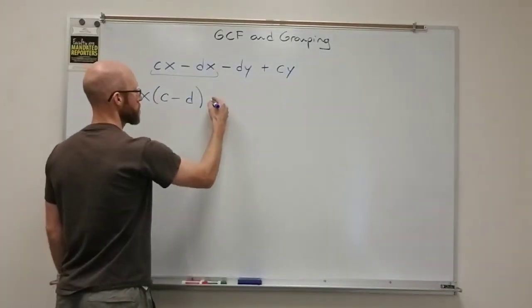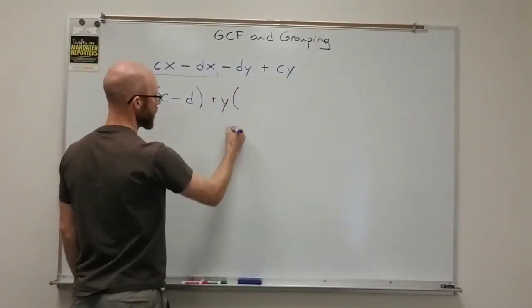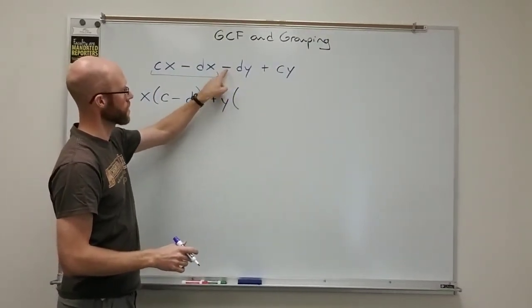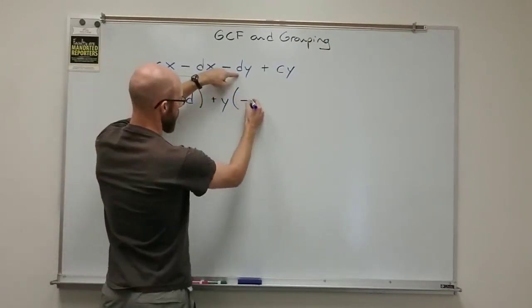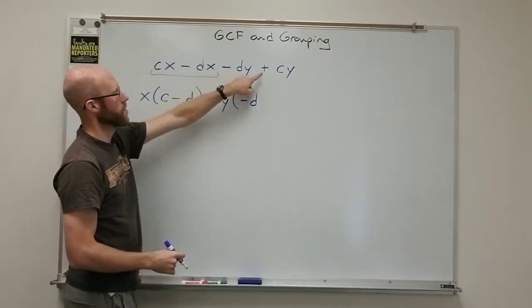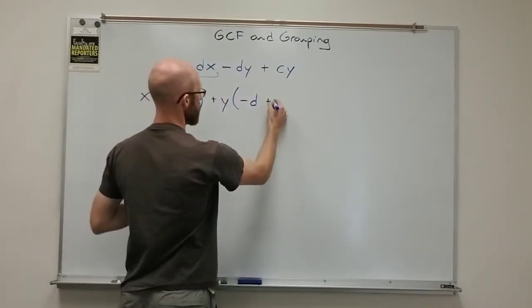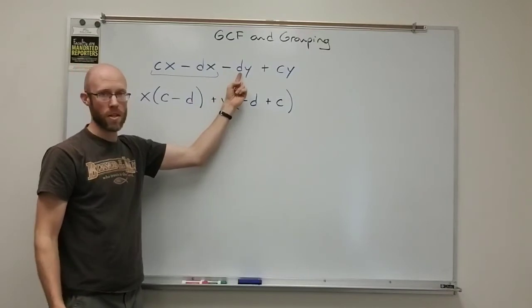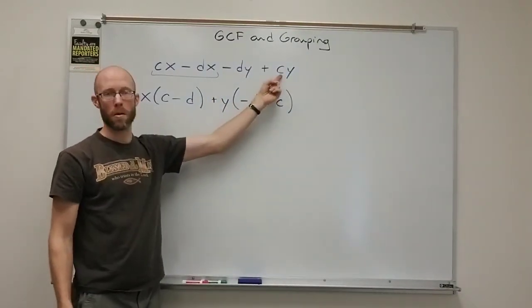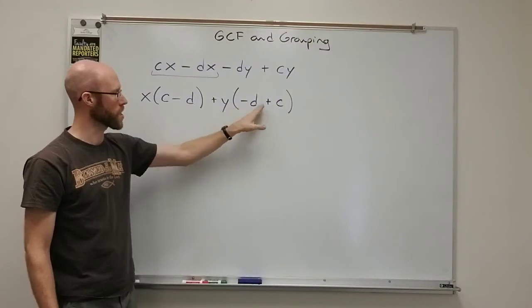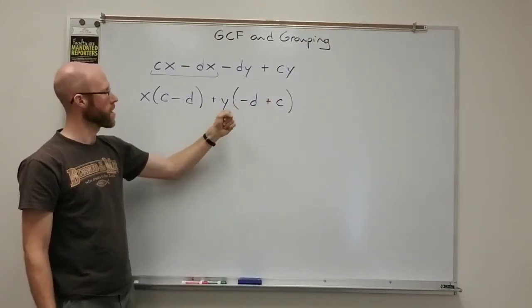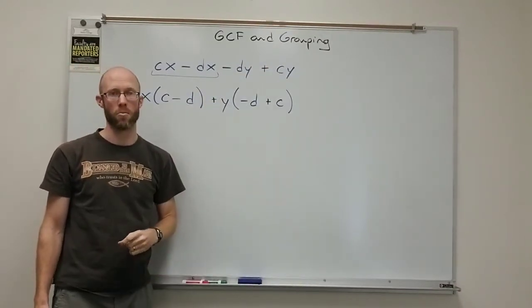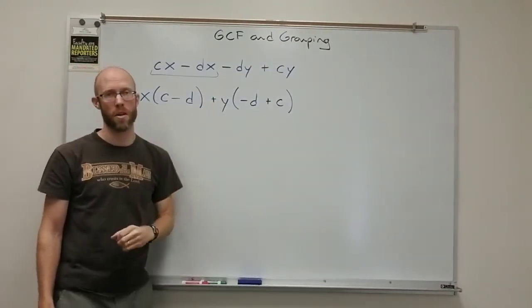So I'll pull out a positive y, or plus y, but then I have to keep all my signs the same. So this next term is still negative d. I have to have the negative on that. This will become a plus c, right? Because positive y, negative d makes negative dy. Positive y and positive c make a positive cy. So I have to keep the signs in such a way that they're the same as the initial polynomial because I pulled out a plus.